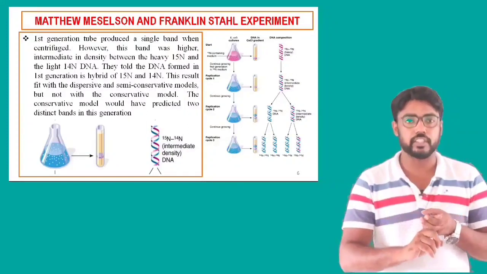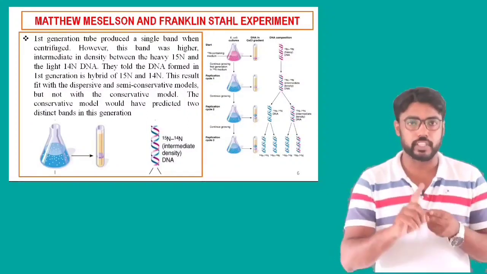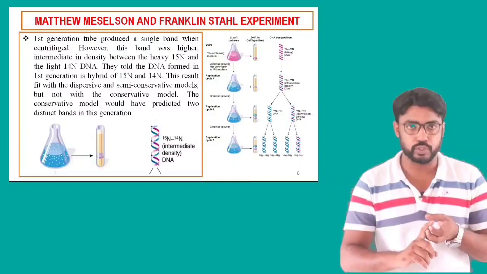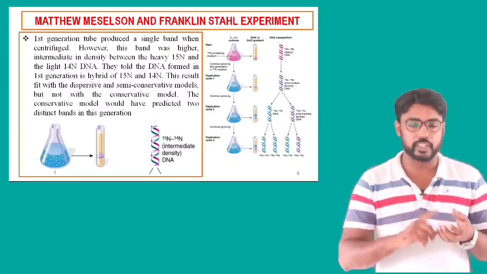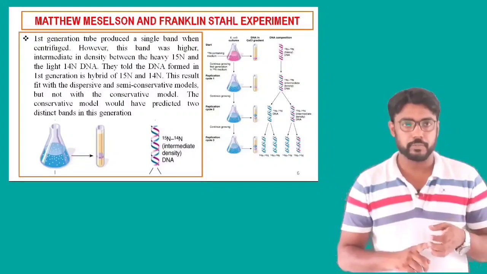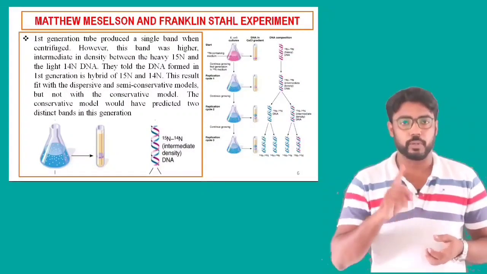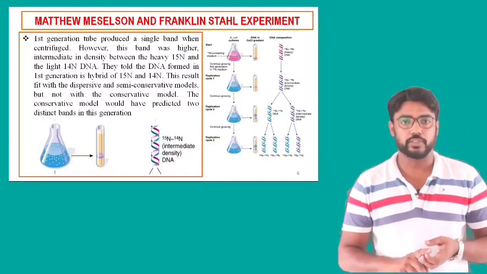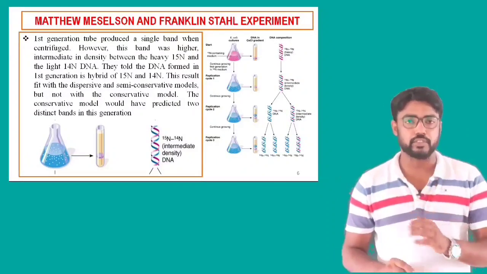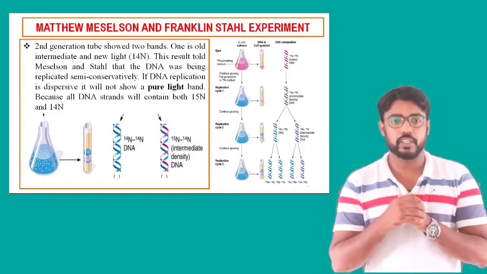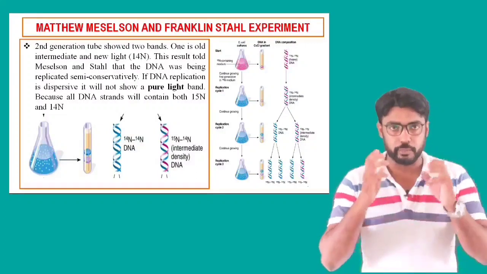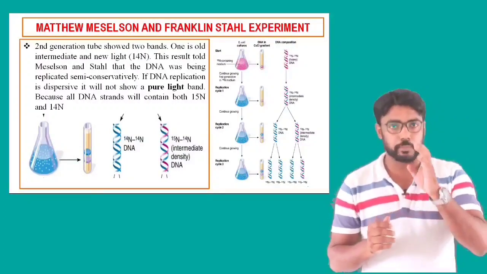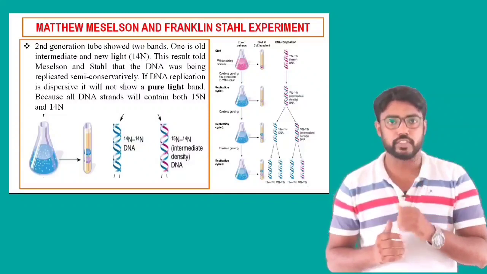That's why, if it is a conservative model, this tube would show two bands, one light band and another heavy band. But this tube shows only one band, that was an intermediate band. That's why they said DNA replication is not a conservative model. And in the next step, the second generation result, they said that DNA replication is semi-conservative.